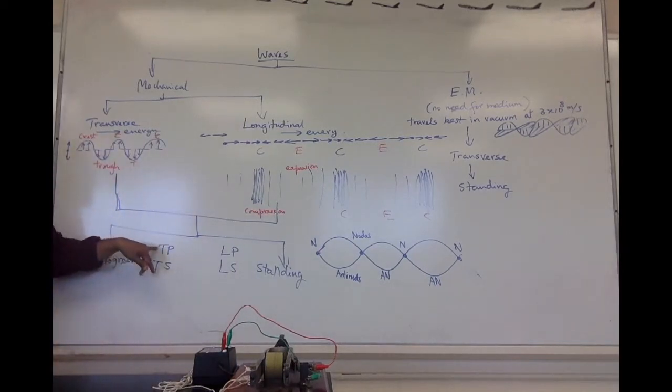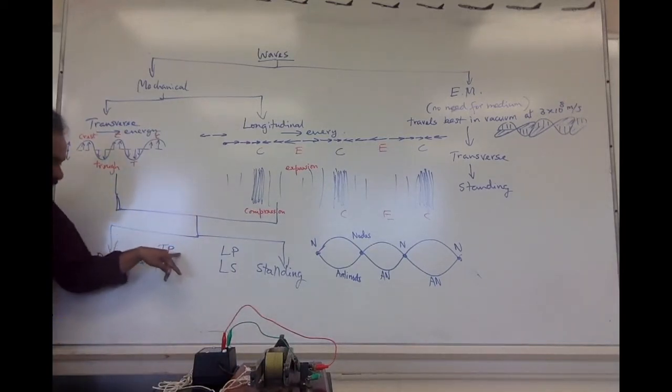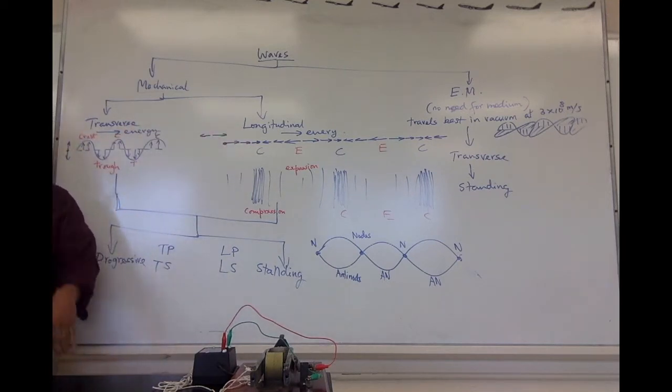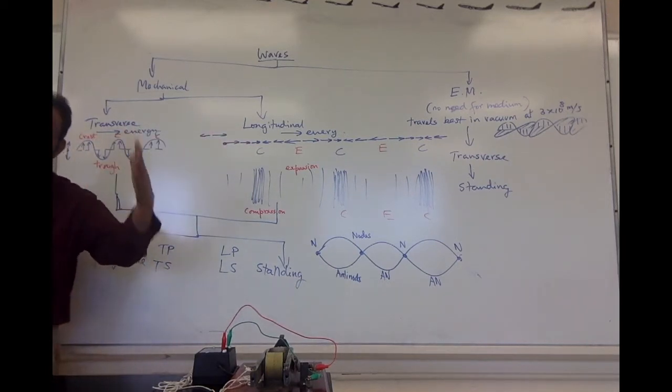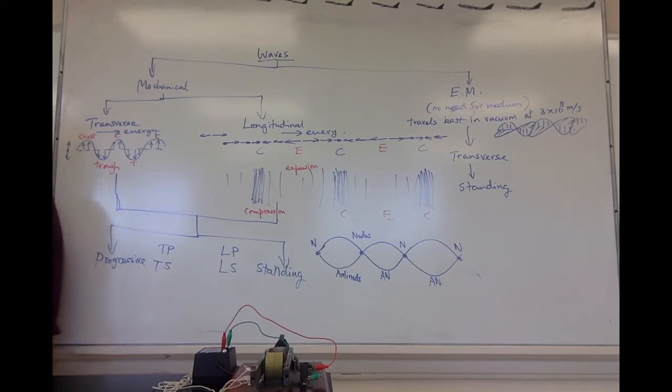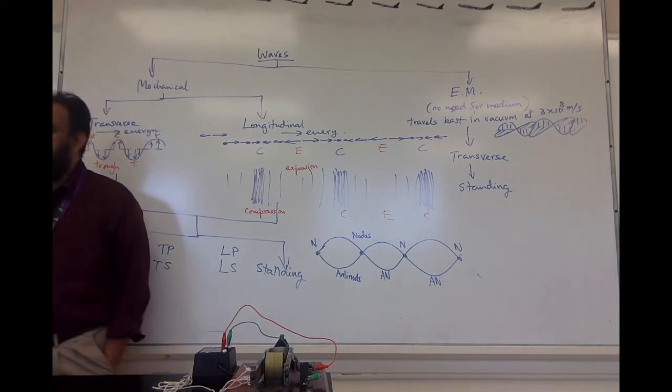Now let's look at some examples of this. What is an example of a transverse progressive wave? Transverse means up and down, and progressive, going forward. Transverse and progressive. Cool? Tell me an example.